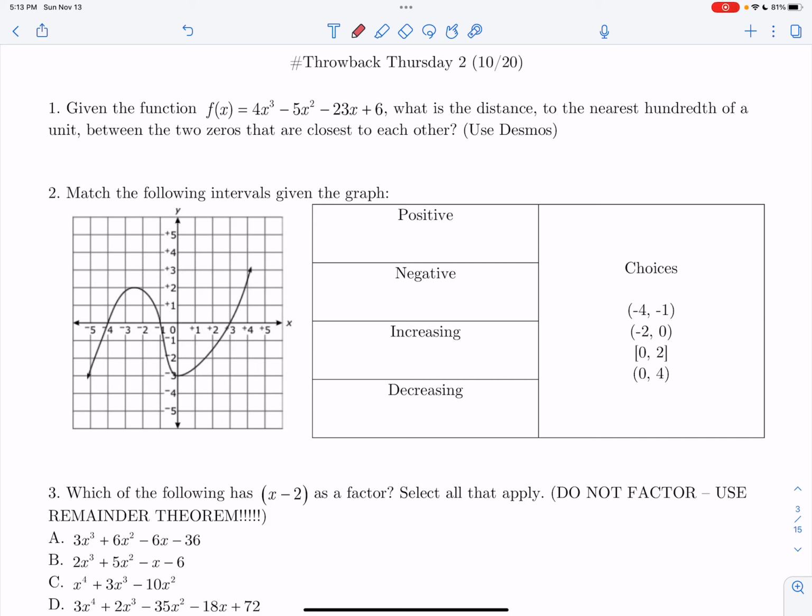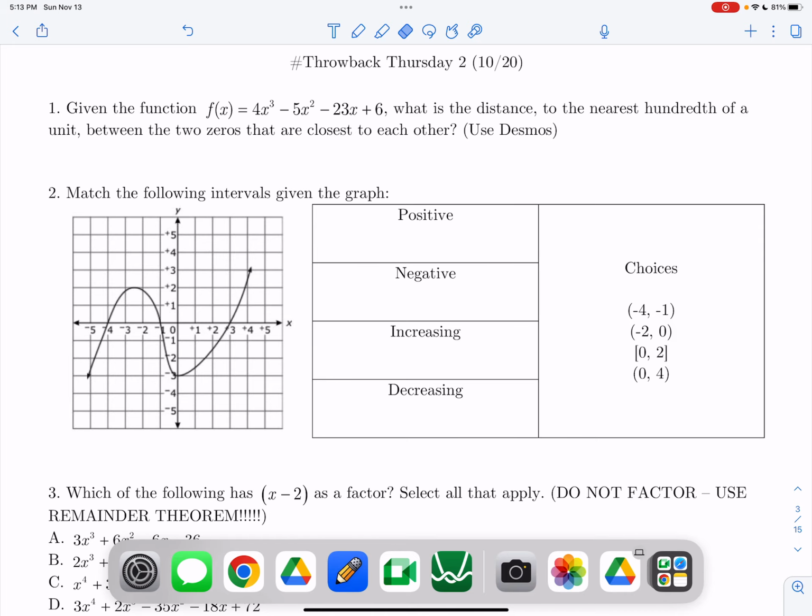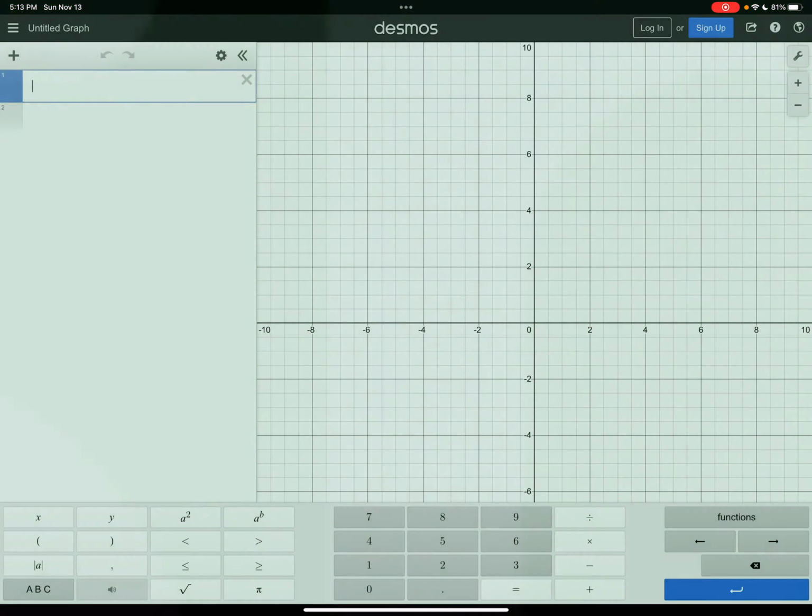Okay, here's problem set 2, which was on 1020. For number 1, you're given this lovely function, and it's asking you to find the distance, to the nearest hundredth, of the two zeros that are closest to each other. So what you're going to do is go to Desmos and graph that lovely thing right there.